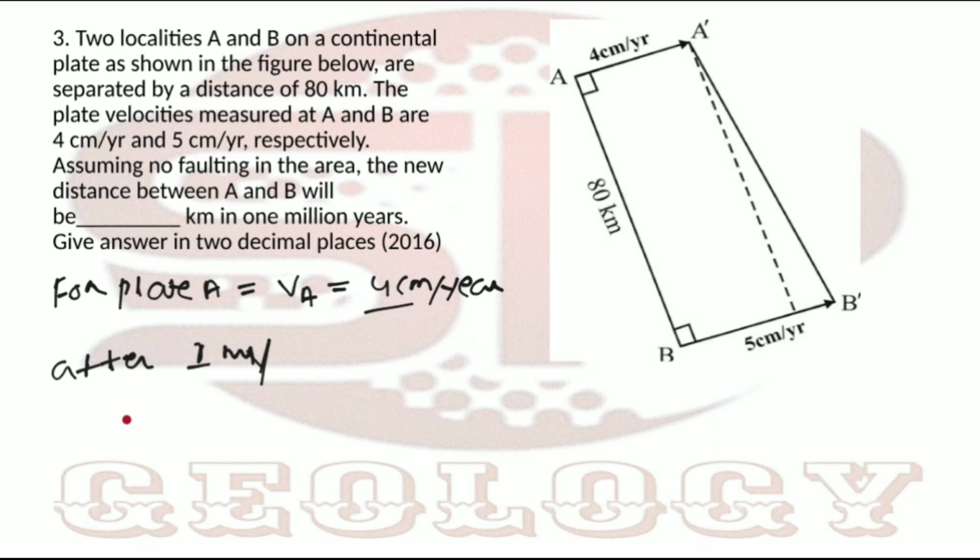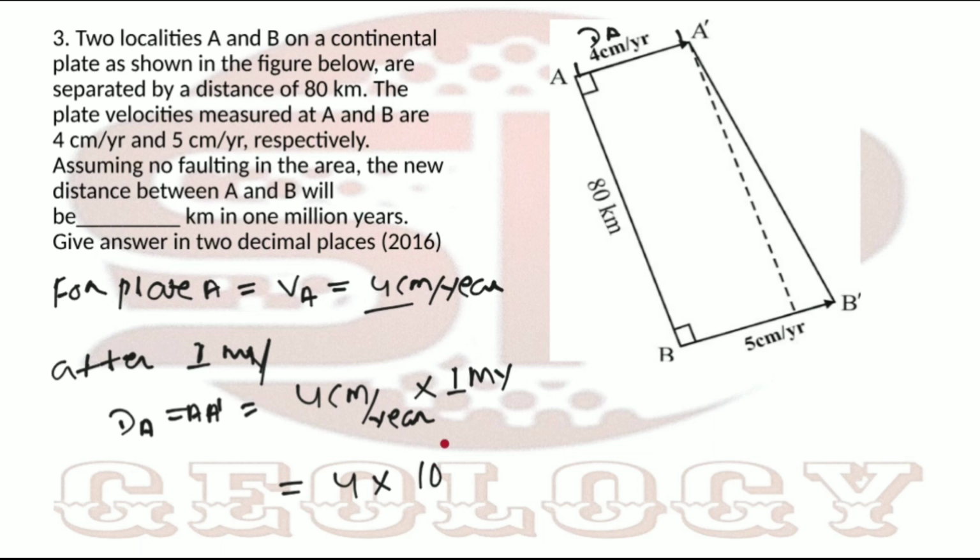So we can calculate the distance of A. This will take the distance of A from A to A dash. There is A dash. It will be 4 centimeter per year into 1 million years. 4 into 10 to the 6 centimeter will be 40 kilometers. A will travel 40 kilometers. So A dash will be 40 kilometers.